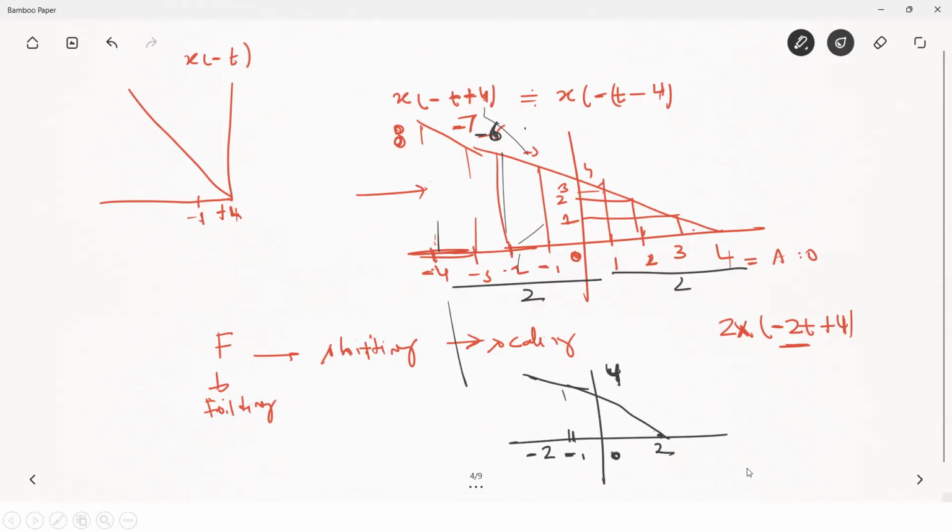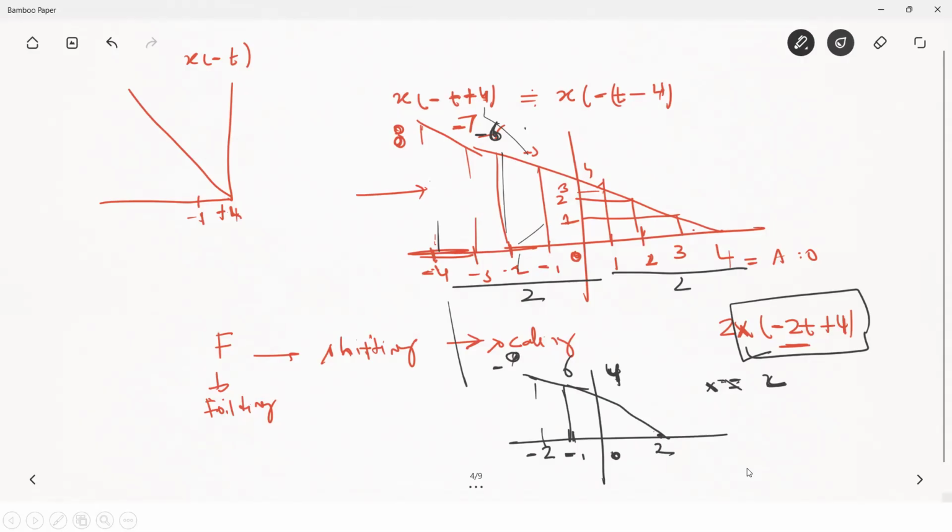So here it would be 6, and here it would be minus 8. So now you got the signal x of minus 2t plus 4. Now you just need to multiply with the amplitude. Amplitude is over the y-axis. So you just need to multiply the amplitude.